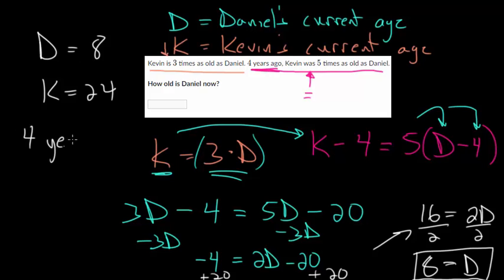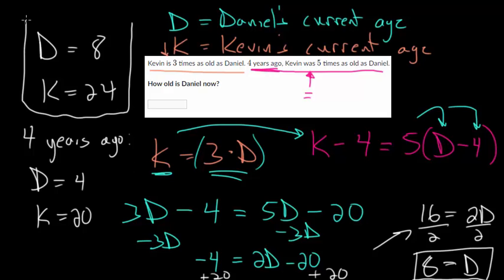So let's say 4 years ago, Daniel would be 4 years old and Kevin would be 20 years old. And it's saying that Kevin was 5 times as old as Daniel, but 4 times 5 is 20. So this makes sense. And since all of this makes sense, we know for sure that these are the correct ages. So to answer the question, how old is Daniel now? He is currently 8 years old.